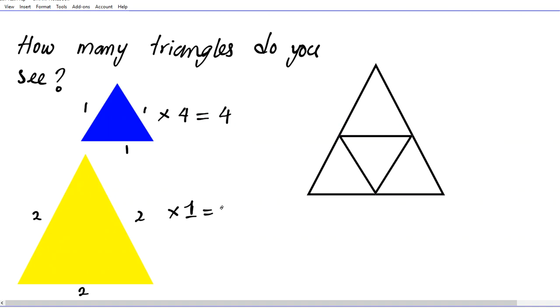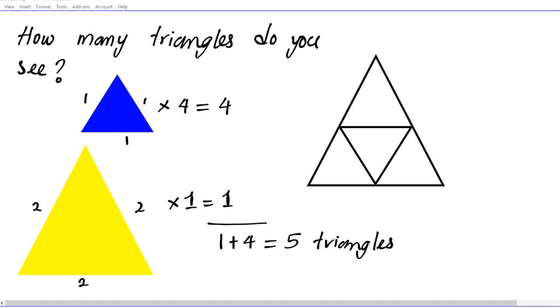Alright, so we have one of those, which gives us 1. And then if we find the total, it's basically 1 plus 4. And then we have a total of 5 triangles in this composite figure that we have right here.